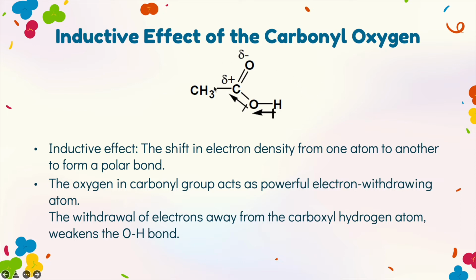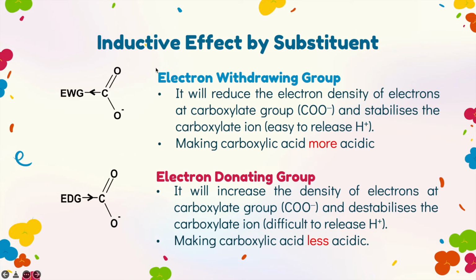Okay, that's what makes this carboxylic acid more acidic. Inductive effect by substituent. For the inductive effect, you can look at electron withdrawing groups and electron donating groups. An electron withdrawing group is a group that will withdraw electrons towards itself, or attract electrons towards itself. An electron donating group is a group that will donate electrons. An electron withdrawing group will reduce the electron density at the carboxylate group.